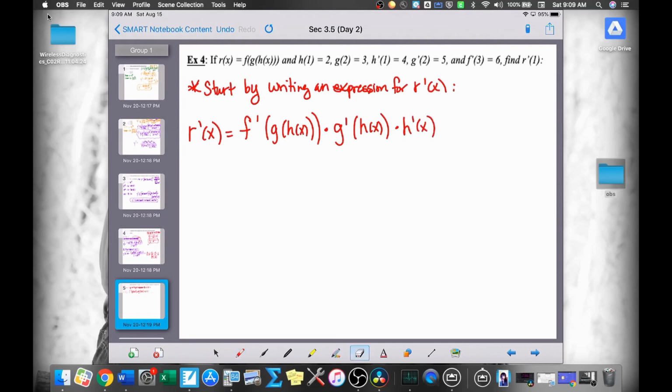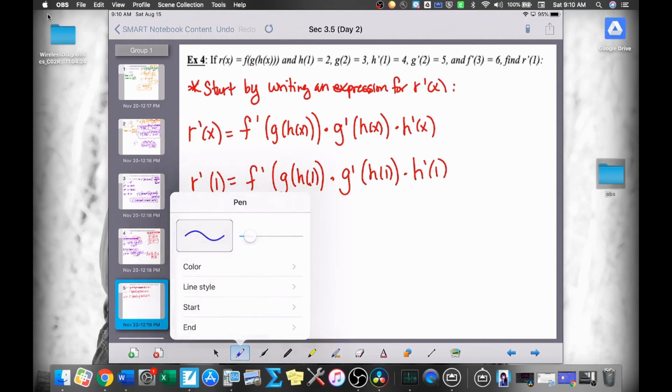So there's an expression for my r'(x), but I know that I want to find it when x is 1. So r'(1) should be equal to f'(g(h(1))) times g'(h(1)) times h'(1). Okay, now I think I'm going to start using all of those values that they gave me above. First of all, I know that h(1) is 2, and I know that h'(1) is 4. So let's start by doing those substitutions.